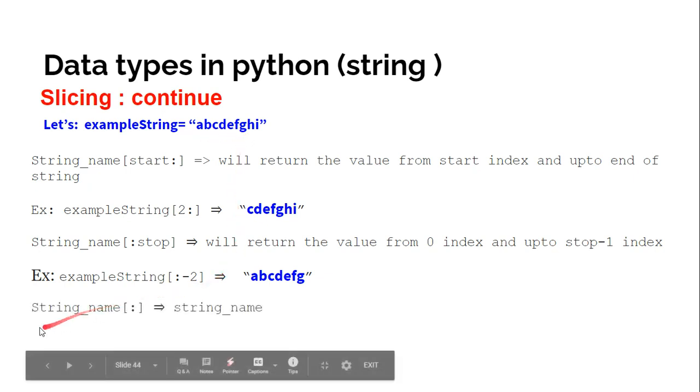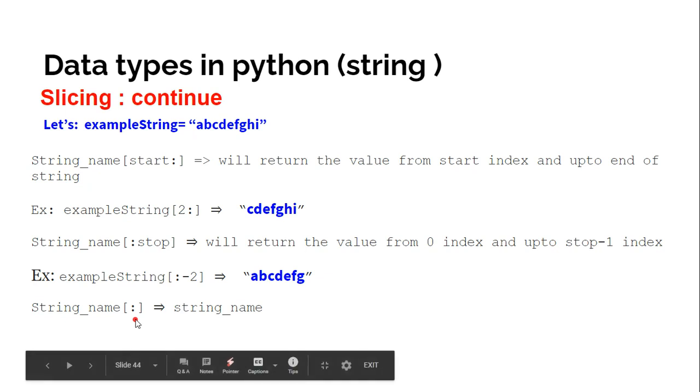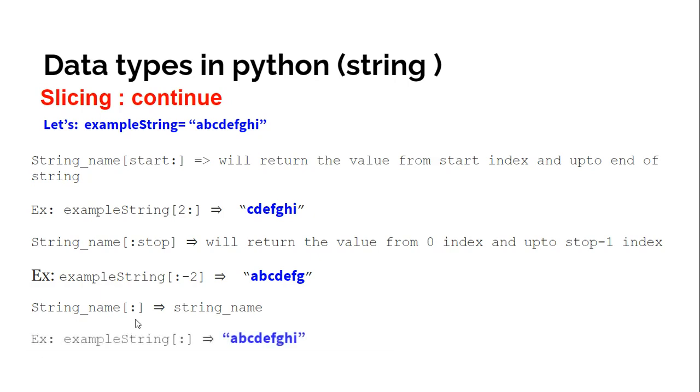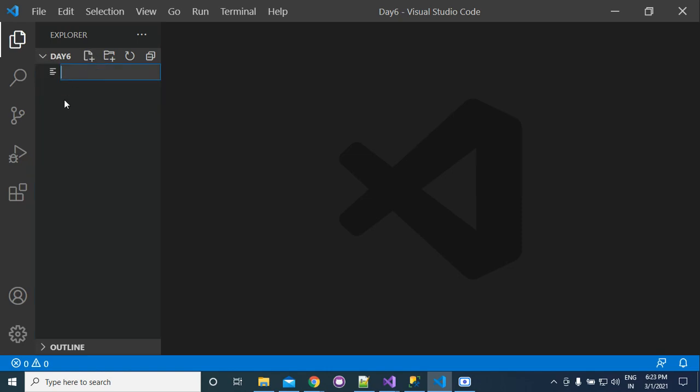And next I told you if you don't pass the start and stop value, what will happen in that case? It will consider the start as from the beginning, and the stop value, if you are not passing, it will go up to the end. So we are going from beginning to end, which means the same string. Now we will have an example of this.